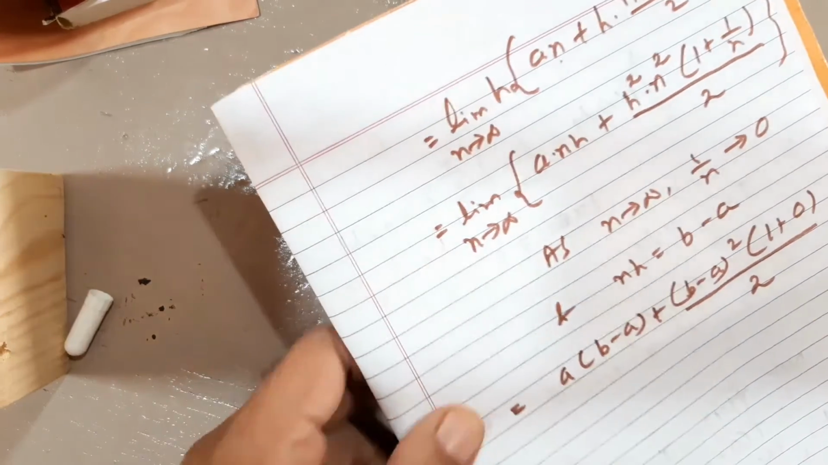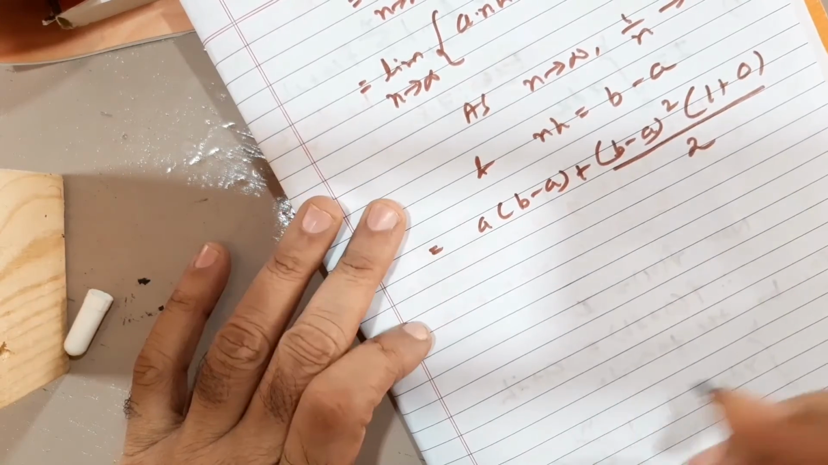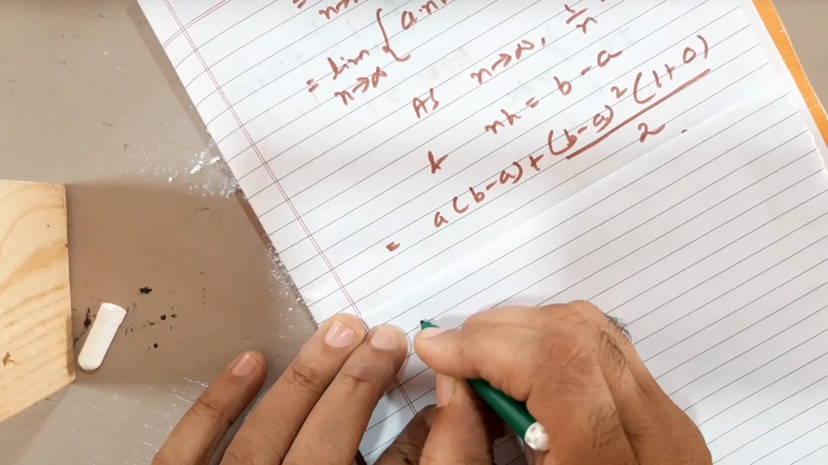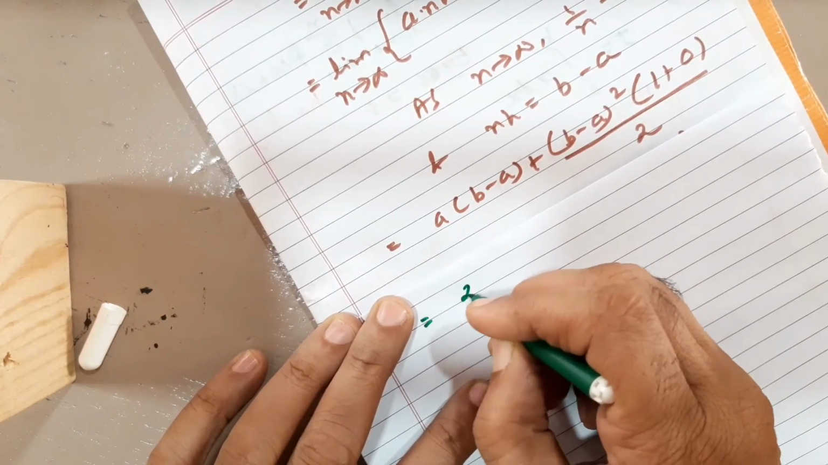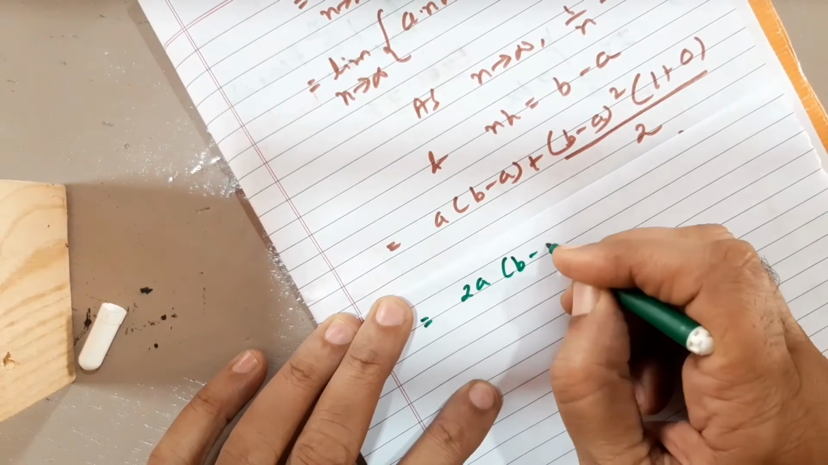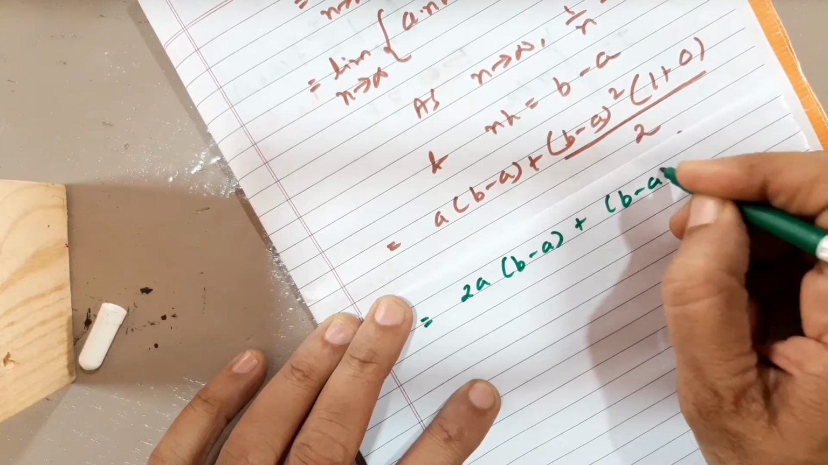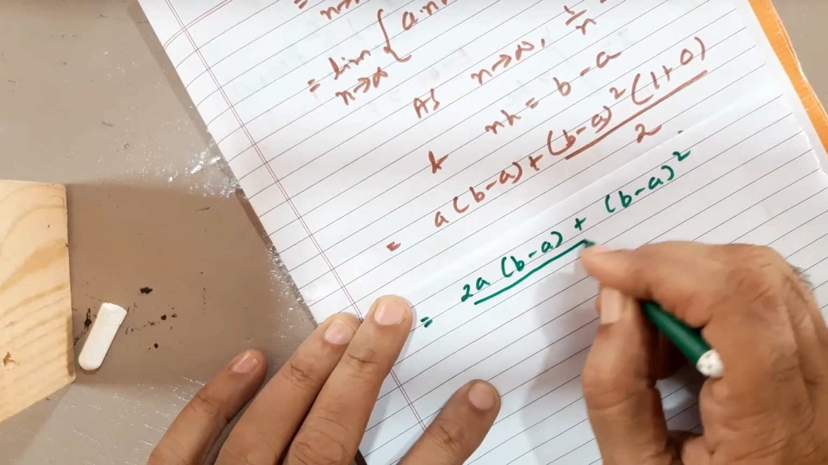Okay, right? So that's all. वैसे तो हो गया आंसर. So now see what next. You just have to take 2 LCM, and LCM 2 will be here, so 2a into b minus a and plus b minus a the whole square into 1 plus 0, no need to write, upon 2.